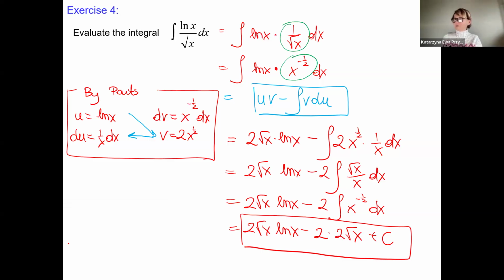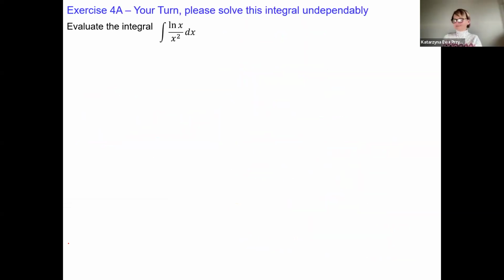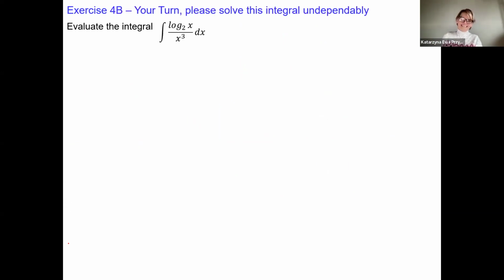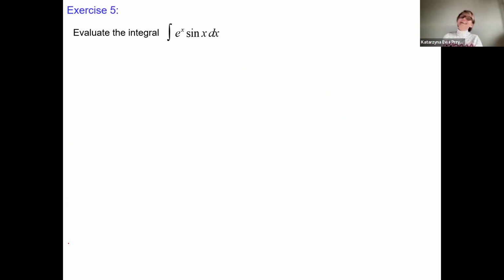Okay, and then I have the last one. We will still solve a couple of integration by parts with the limits of integration, okay? But the last one, the last type, is something different. We will see.